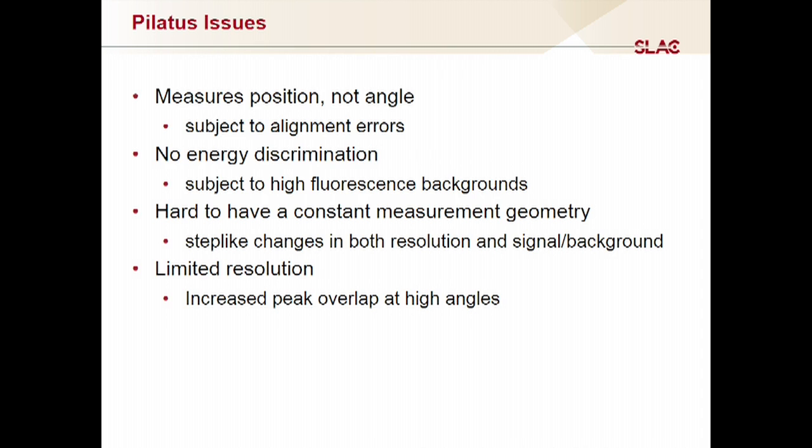one of which is that you're measuring position and not angle. What this means is that you're very subject to alignment errors. Also you have no energy discrimination, and so you might see a very high fluorescent background. And for some samples, especially a flat plate sample or a thin film sample, it's difficult to do this with a constant measurement geometry. So what you end up with is step-like changes in both the resolution and the background as you move the detector.